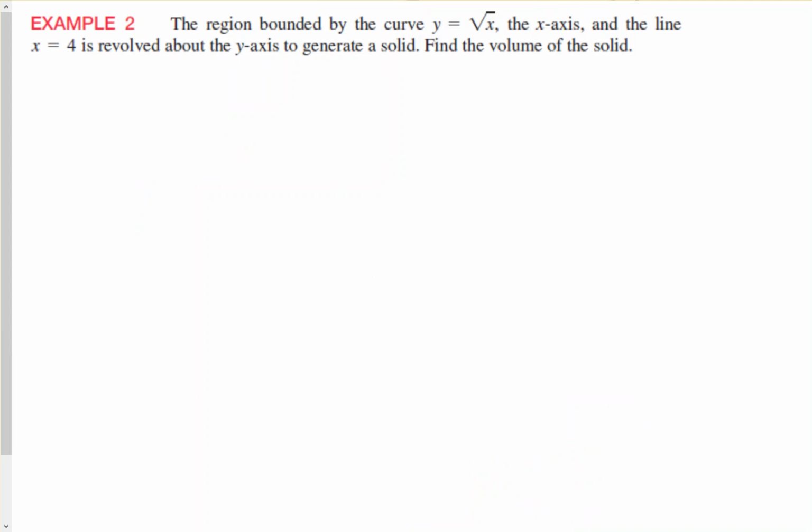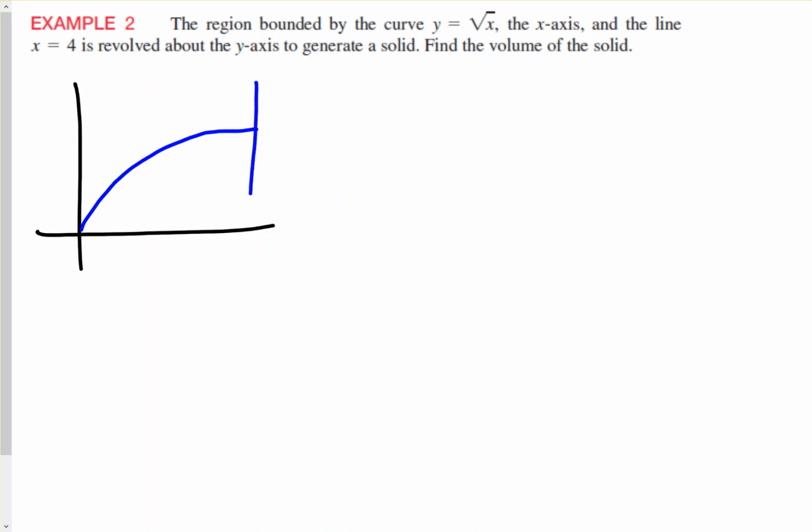The region bound by the curve y equals square root of x, x-axis, and the line x equals 4 is revolved about the y-axis to generate a solid. Find the volume of the solid. Okay, so we got the square root of x, which is our half parabola. X equals 4. So there's x equals 4. Bounded by the curve, the x-axis, and the line. So it's that, right, this shape.